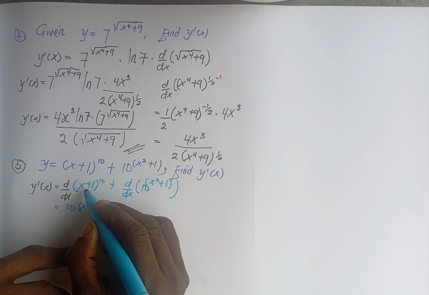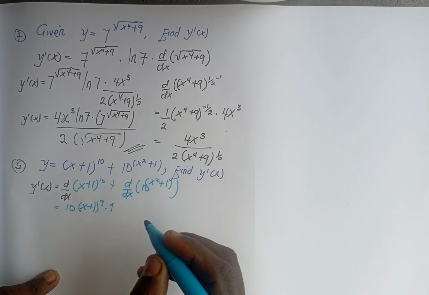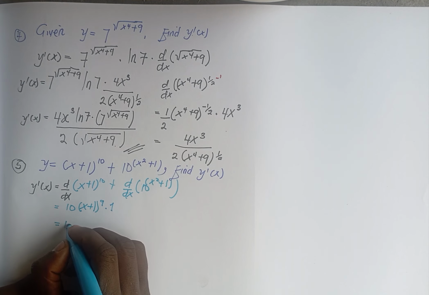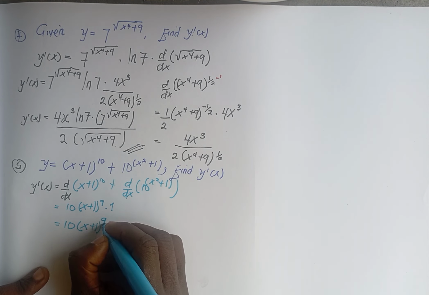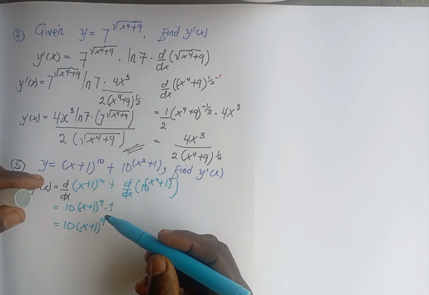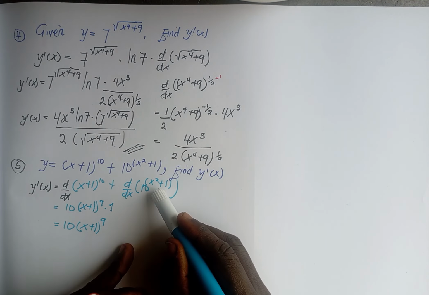And then after that, we differentiate what is inside. So when we differentiate the inside, we are getting what? 1. So we are going to get 10 times x plus 1 raised to the power 9. And that is the derivative of what? This very part.